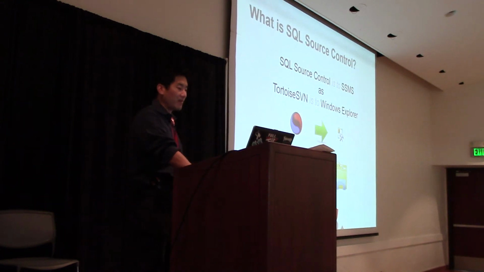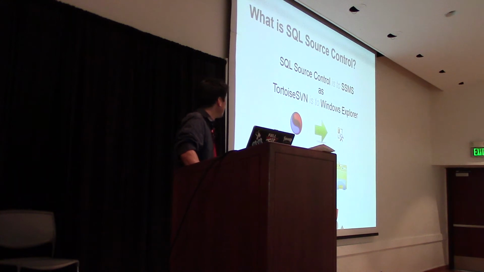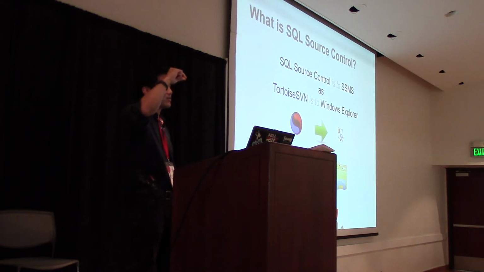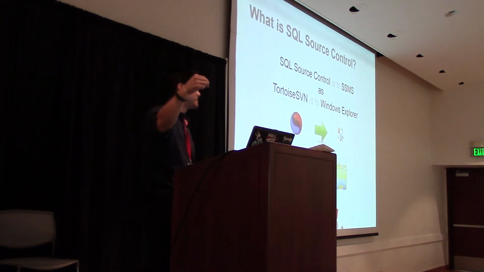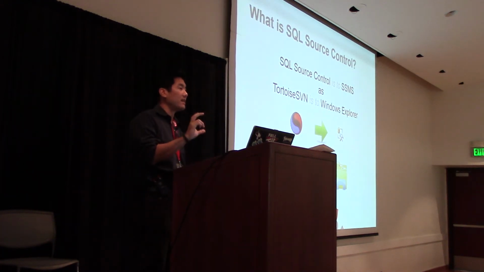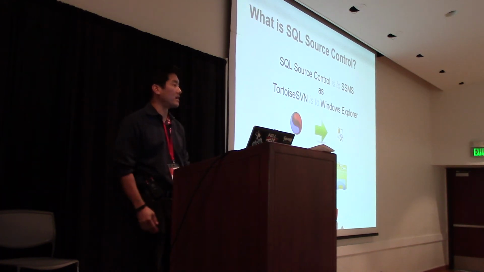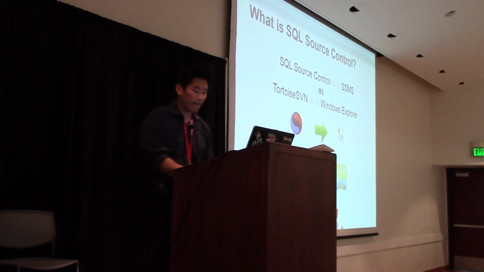If you remember back to your SAT analogy questions, SQL Source Control, in my mind, is to SSMS as Tortoise SVN is to Windows Explorer. It's just a shell extension or a plugin that makes committing to a source control repository very easy.